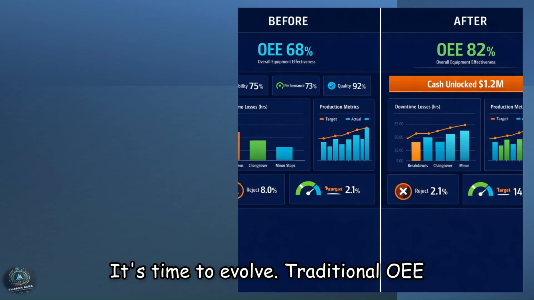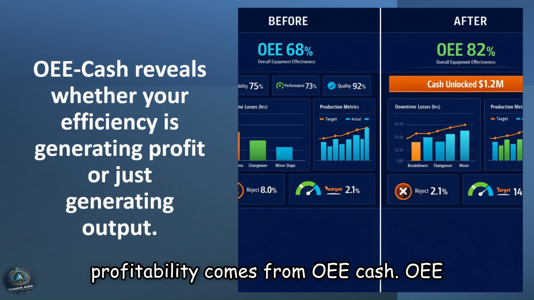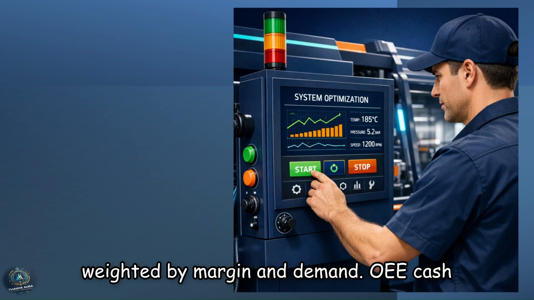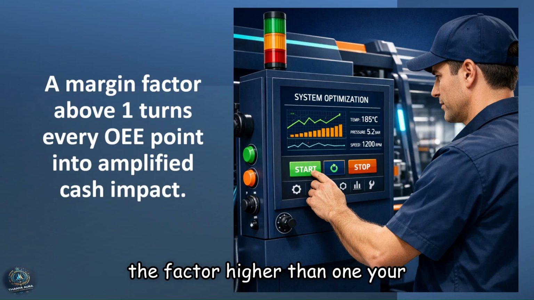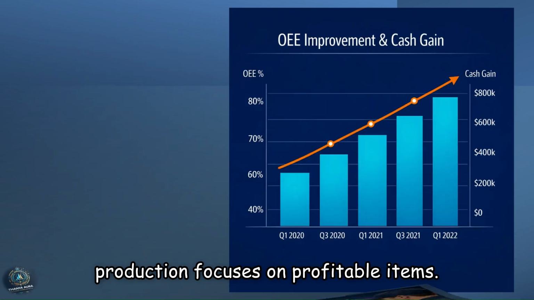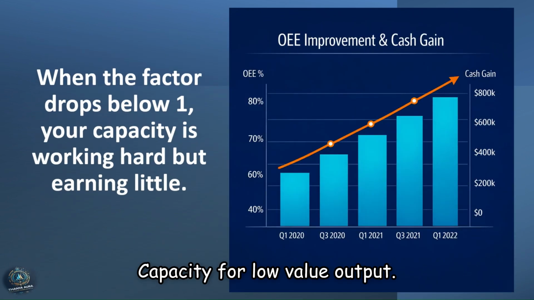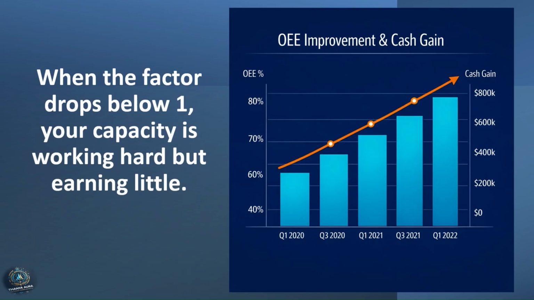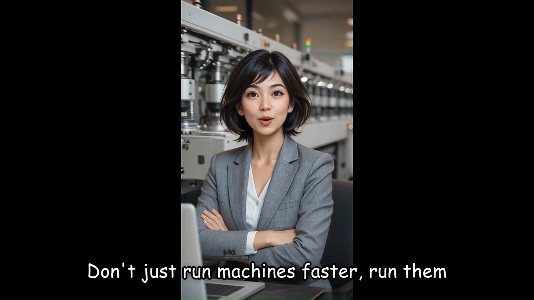It's time to evolve. Traditional OEE measures internal efficiency, but true profitability comes from OEE cash, OEE weighted by margin and demand. OEE cash equals OEE x product margin factor. When the factor is higher than 1, your production focuses on profitable items. When it's less than 1, you're using capacity for low-value output. Don't just run machines faster, run them smarter.